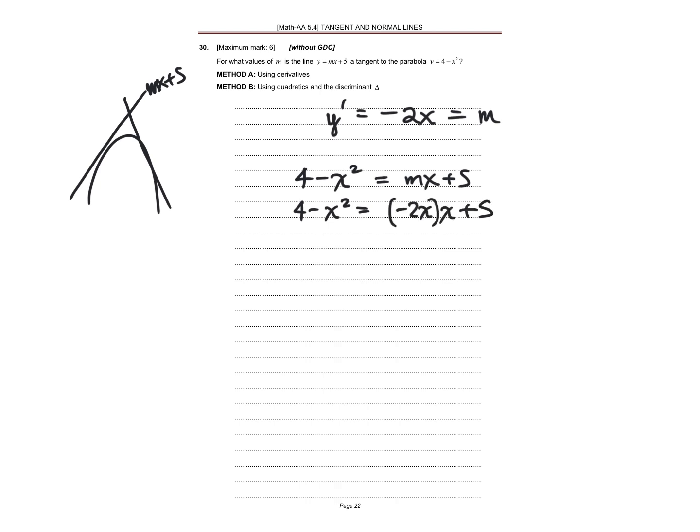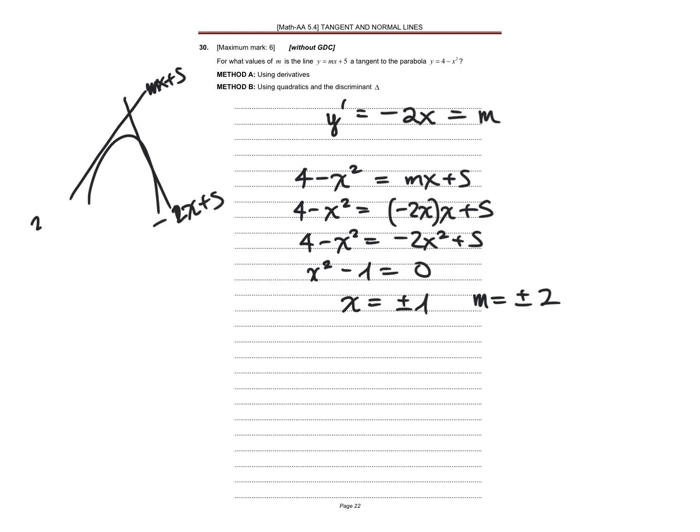So, getting it equal to 0, we're going to have negative 2x squared here plus 5. So adding over the 2x squared, we're going to have x squared plus 4 minus 5, so that's going to be negative 1 is 0. So we have x is plus or minus 1. And when we sub that back into m, we're going to have plus or minus 2. Okay? So this is obviously the negative 2x plus 5, and this is the positive 2x plus 5. Okay, so that's method A.